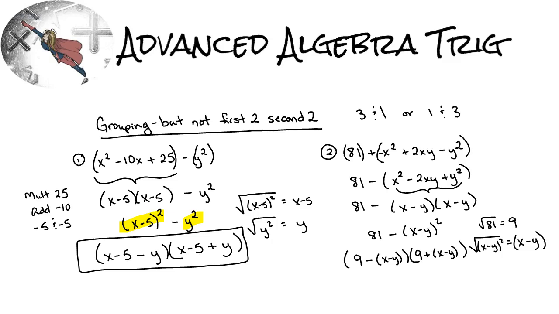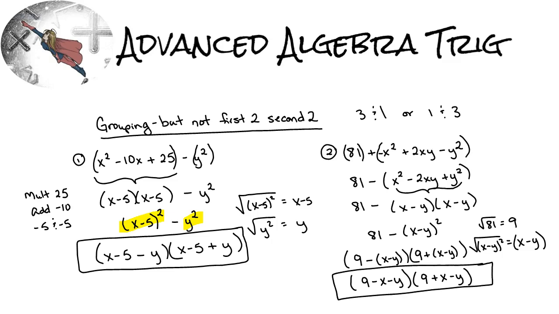And let's just leave it. You can leave it that way, or you can get rid of the inside parentheses by distributing. So 9 minus x minus y, you could do that. And then this was just plus, so it's 9 plus x minus y. And so you could write it like that at the end.